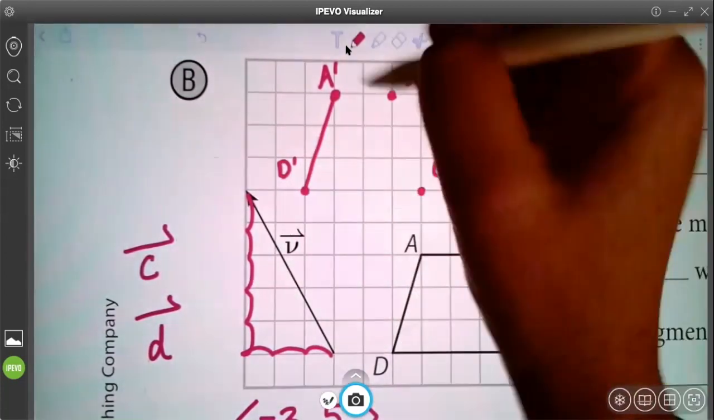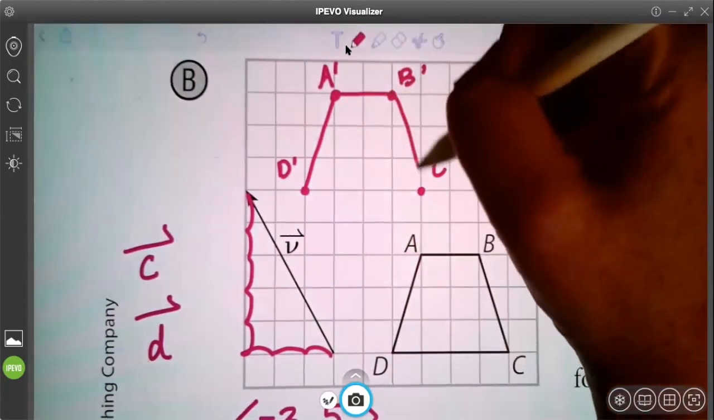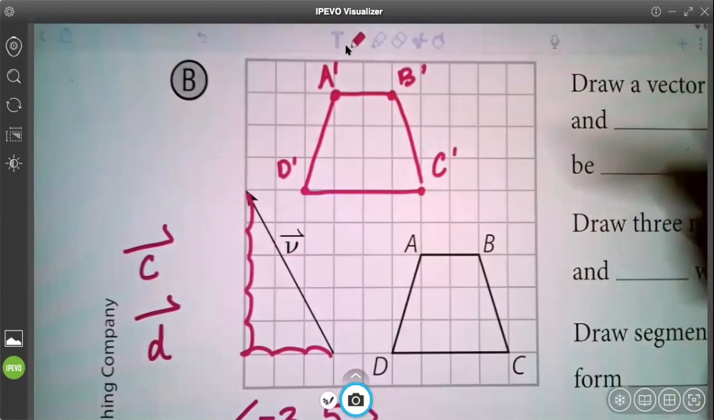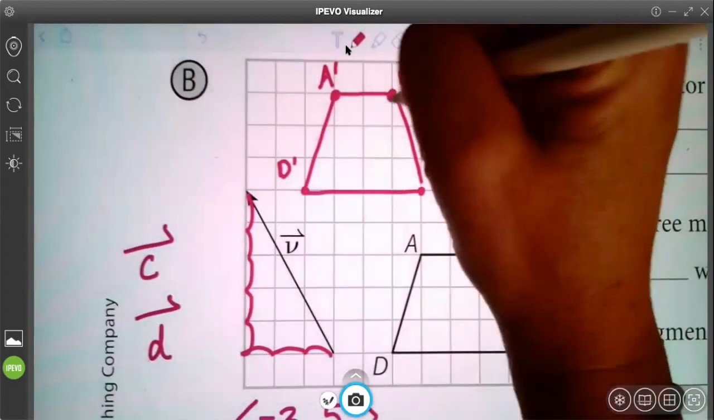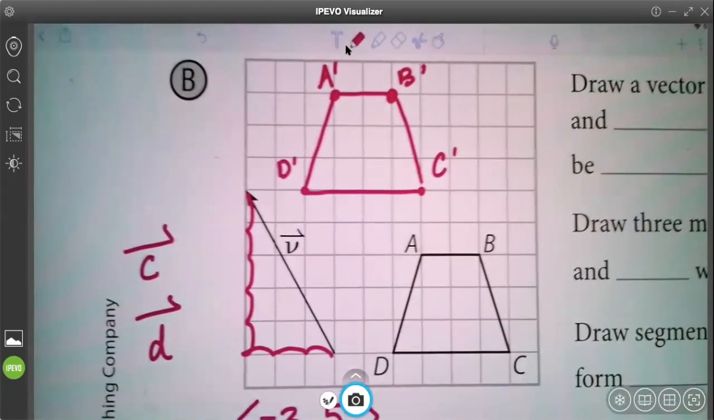Let's connect all of our points. And we have translated A, B, C, D according to vector V.